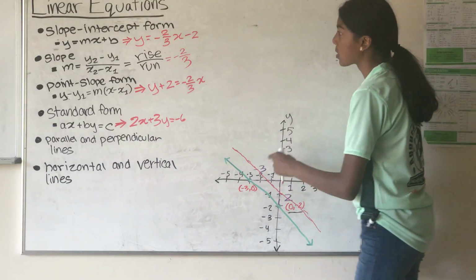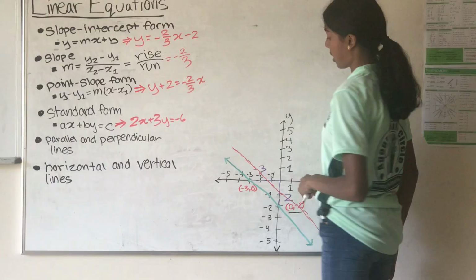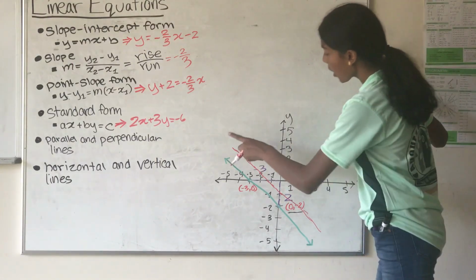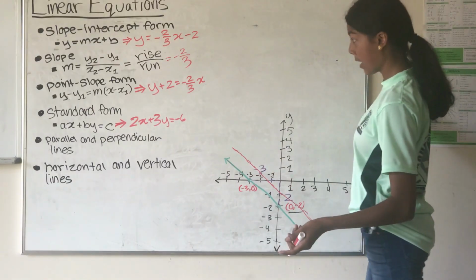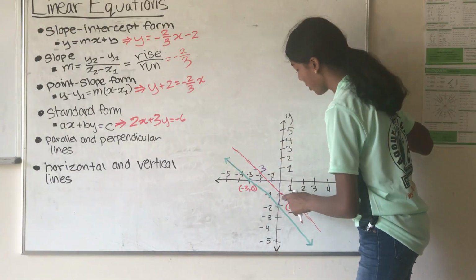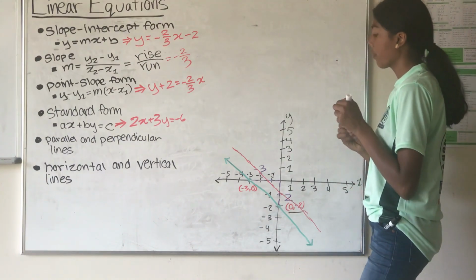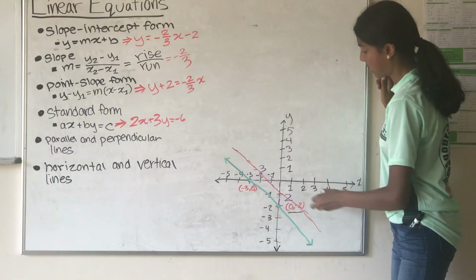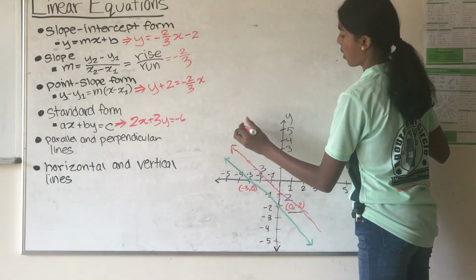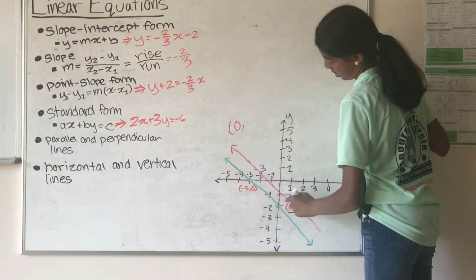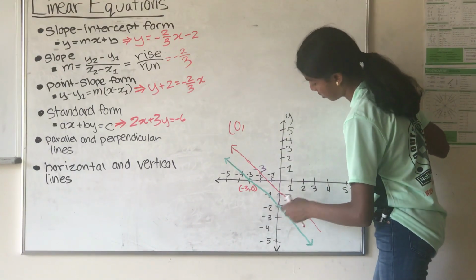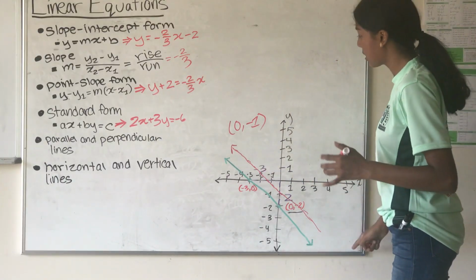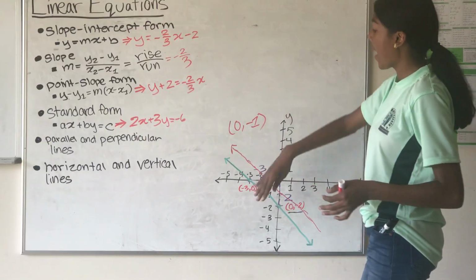It's going to have the same slope as this one, -2/3. Because if they have a different slope, they're going to intersect. But since they have the same slope, they're not going to intersect at all. And they just have a different intercept. With this one, the red one, its y-intercept is going to be 0, -1. Let's write the equation of this line in slope-intercept form that is parallel to this green one.